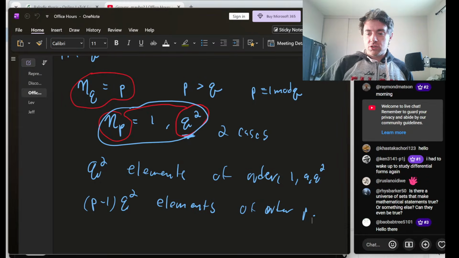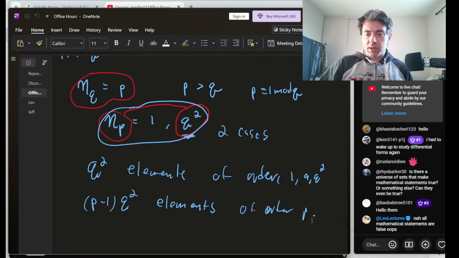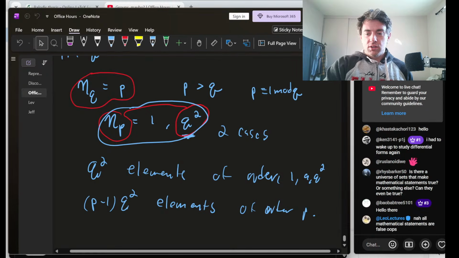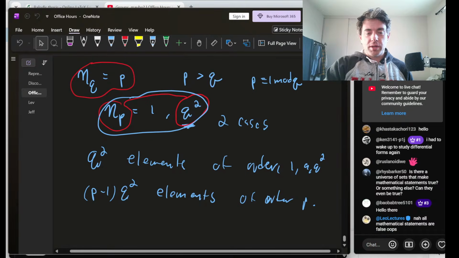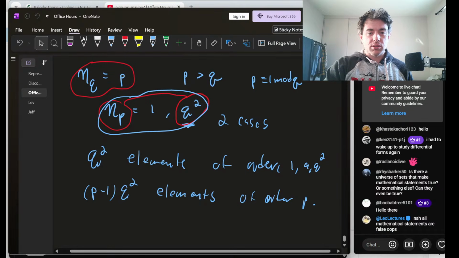Hello, Baobab tree. That's what it is. Oh, all mathematical statements are false? Okay, well, that's too bad.